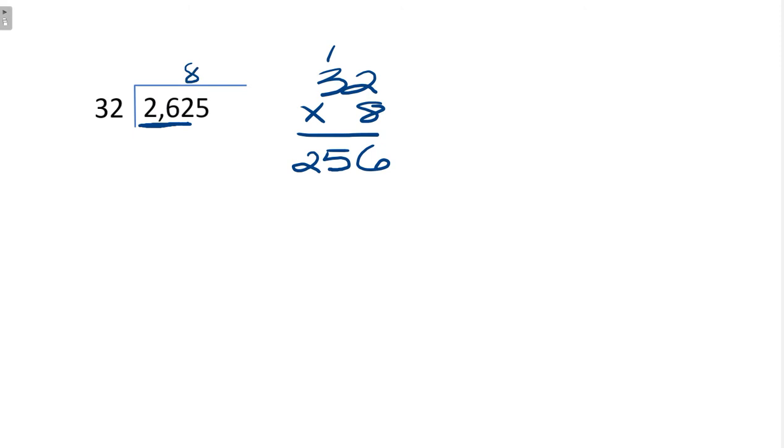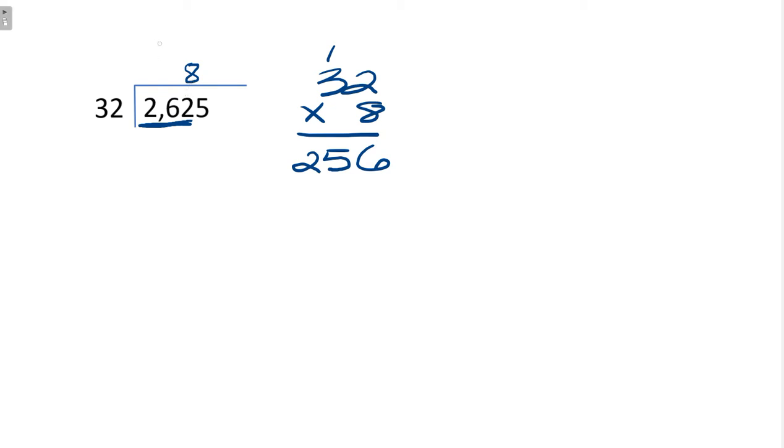So I'm going to put my 8 right up here. And I put it over the 2 because I went into 262. Since 2 is the last digit in that number, that's where I put how many times it went in. That's where I put my answer. I put it over that number.